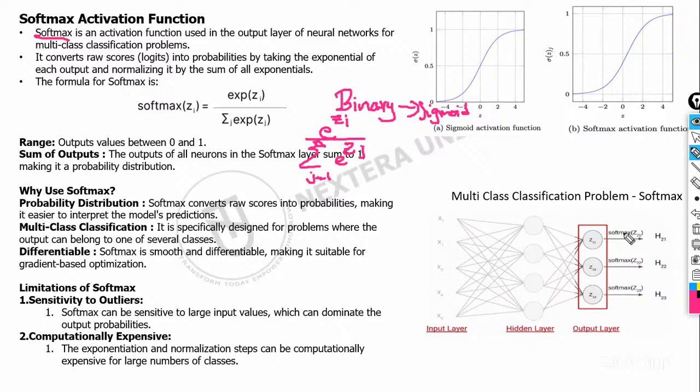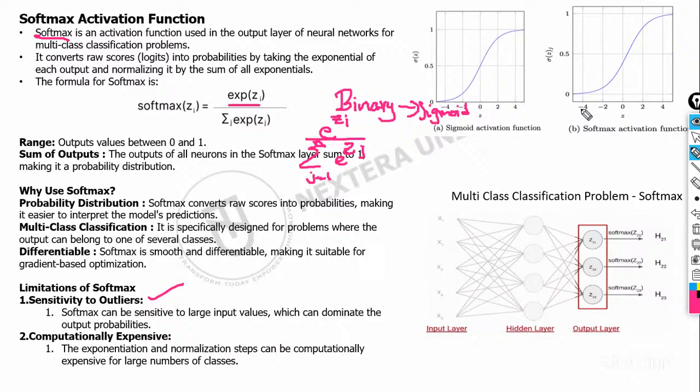But if you see the limitations of Softmax, it is sensitive to outliers and it is computationally expensive. Why? Because I'm using the exponent function. Since we are using the exponential function in the formula, it is computationally expensive. And the curve is also given here, Softmax. So these are the different types of activation functions that we use as part of neural networks. And these are commonly used.